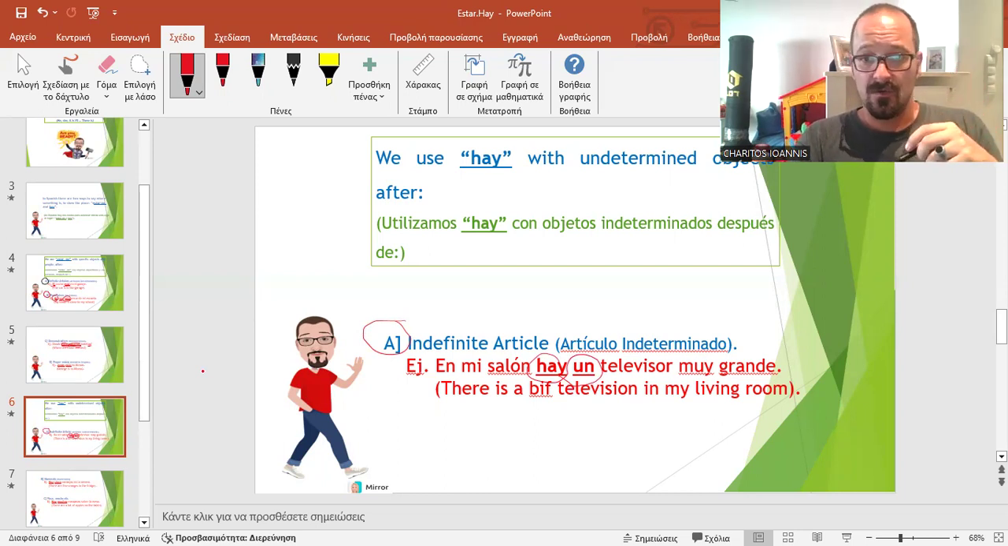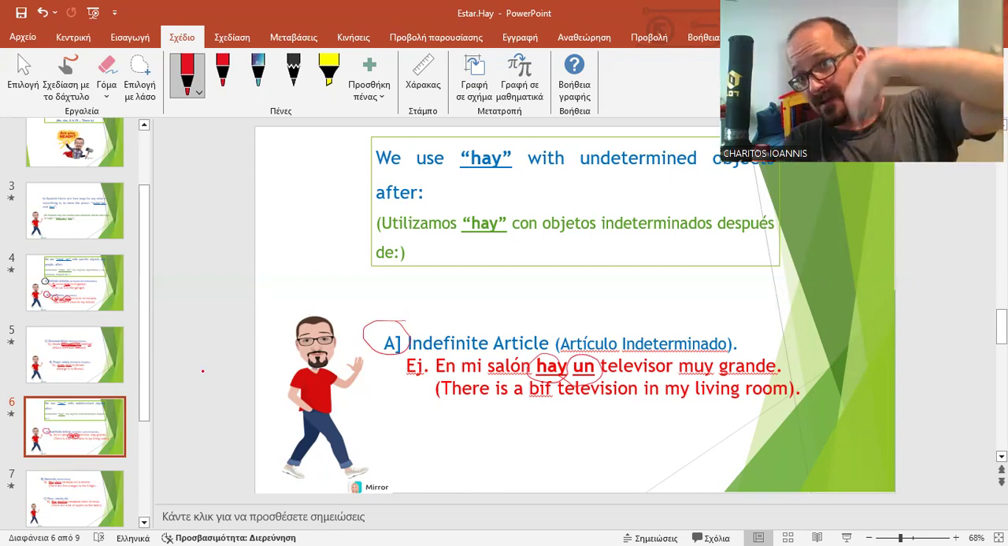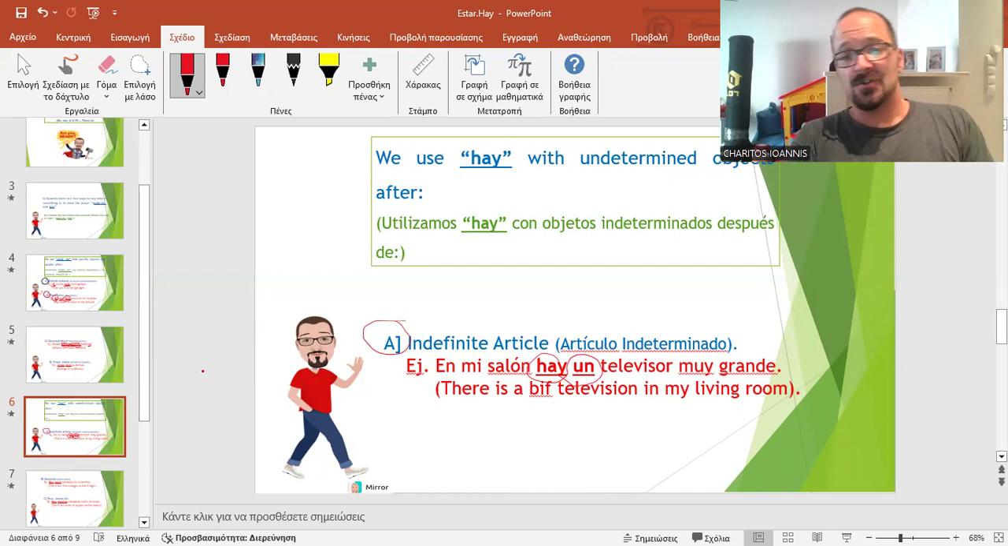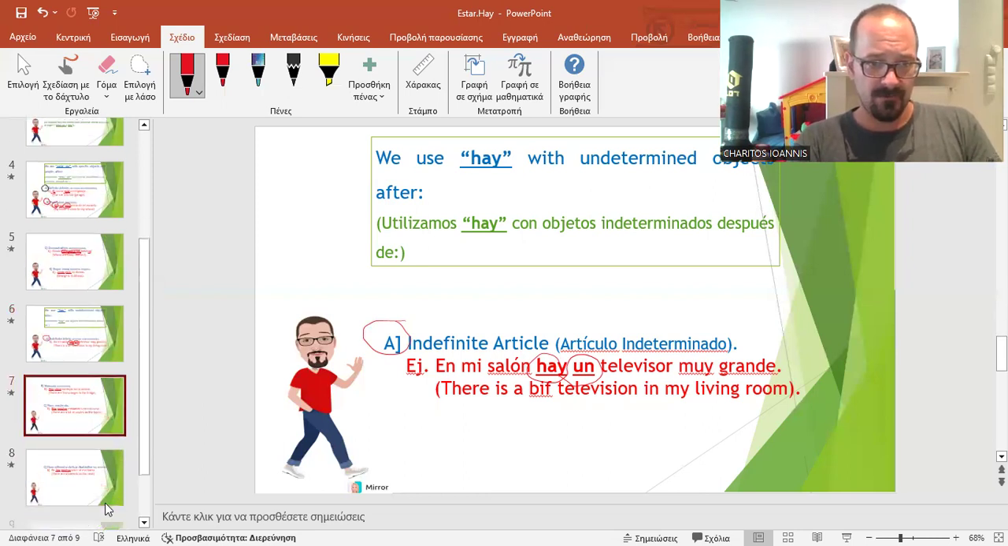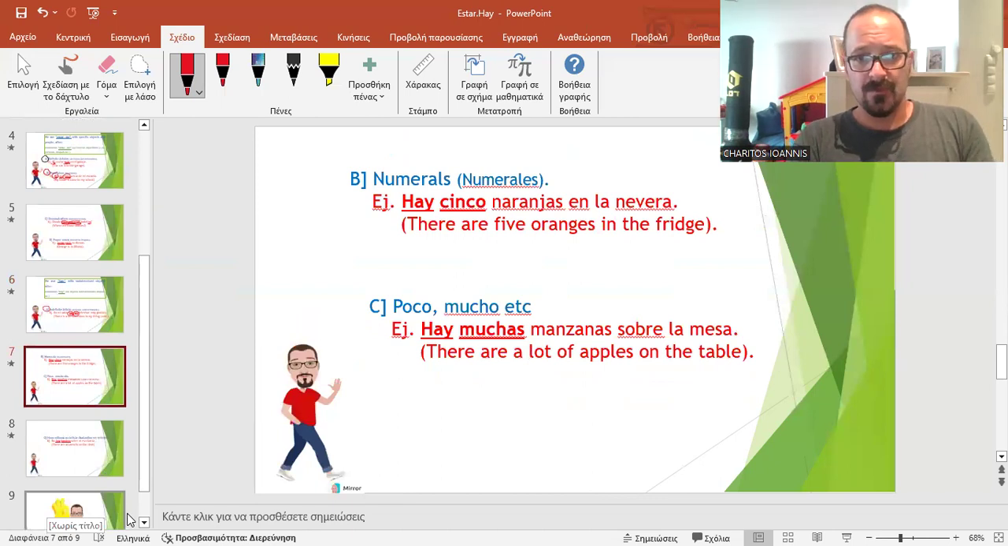En mi salón hay un televisor muy grande, un televisor. Okay, so I'm not referring to a specific television, but in the following, if I refer again to the television in the second sentence, I will use está. So, en mi salón hay un televisor muy grande. Este televisor está sobre una mesa, por ejemplo. ¿Sí? So, artículo indeterminado.